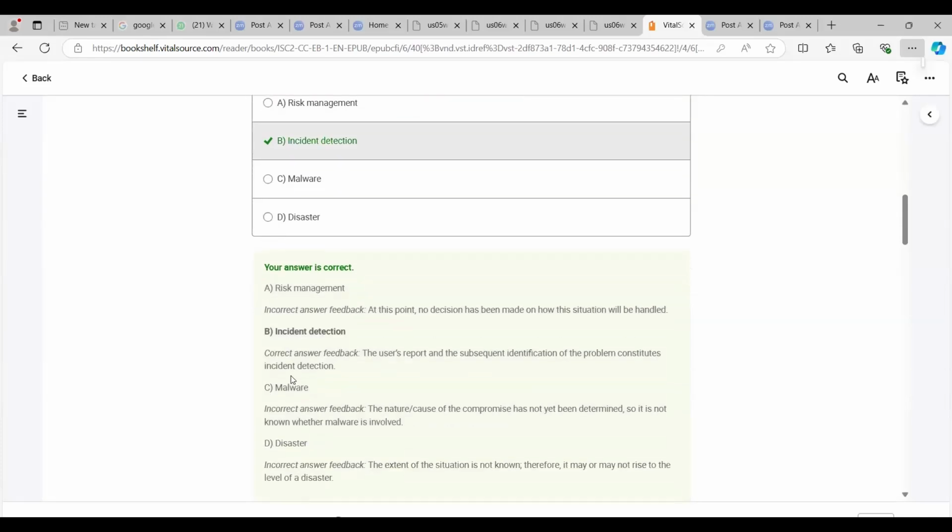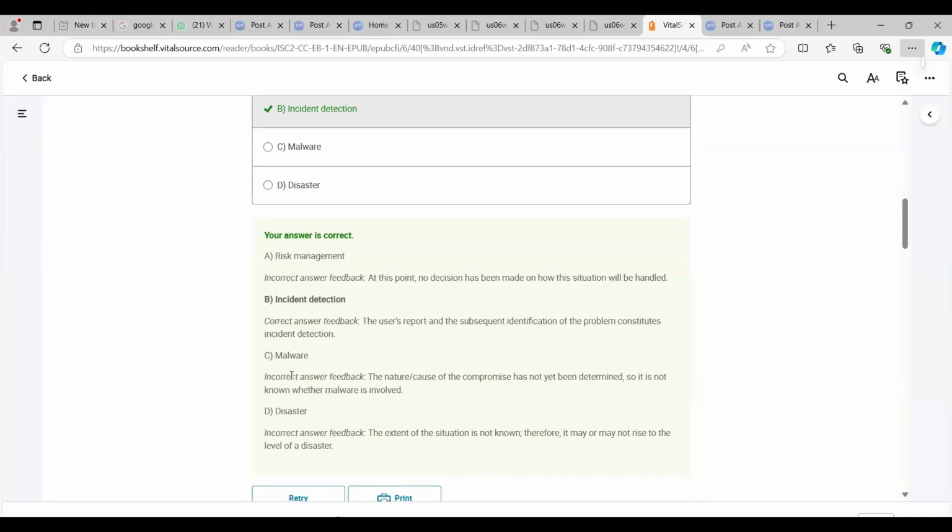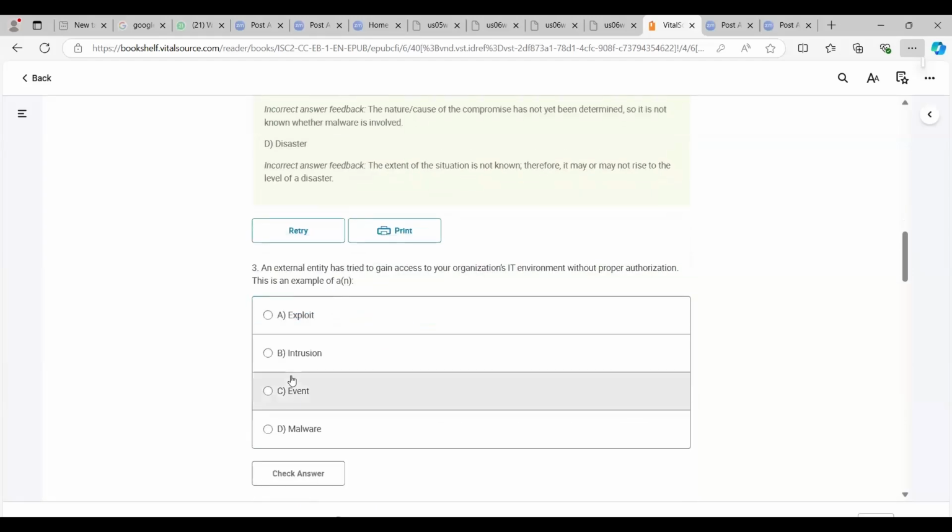So the user's report and the subsequent identification of the failure constitute incident detection, because the user has detected that something is wrong, something is going on. So it's like that. So the third one: an external entity has tried to gain access to your organization's IT environment without proper authorization. This is an example of A or and what?